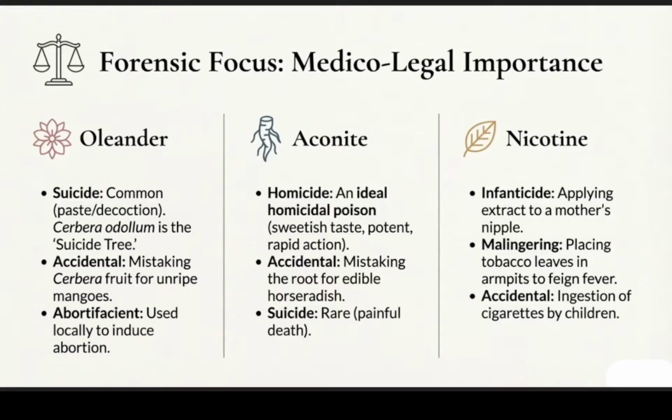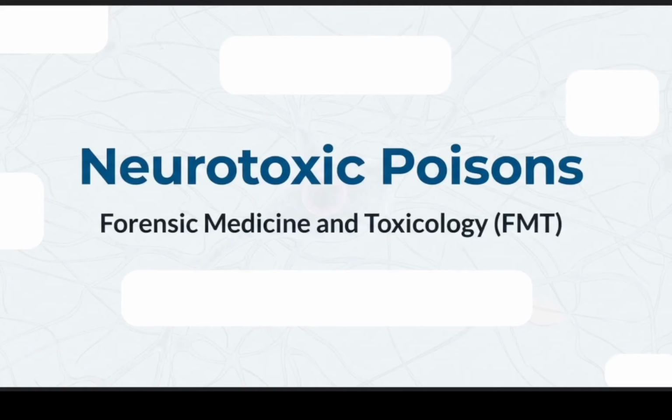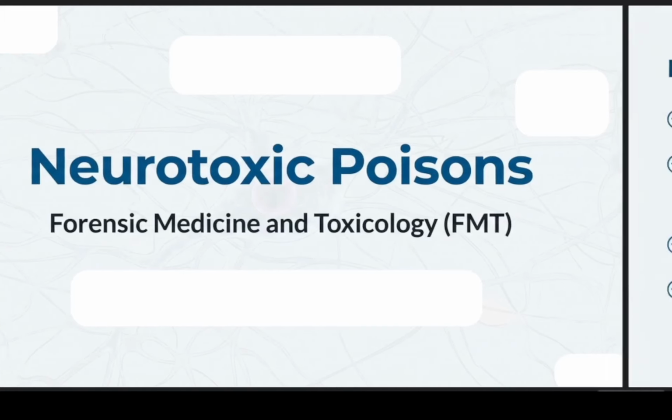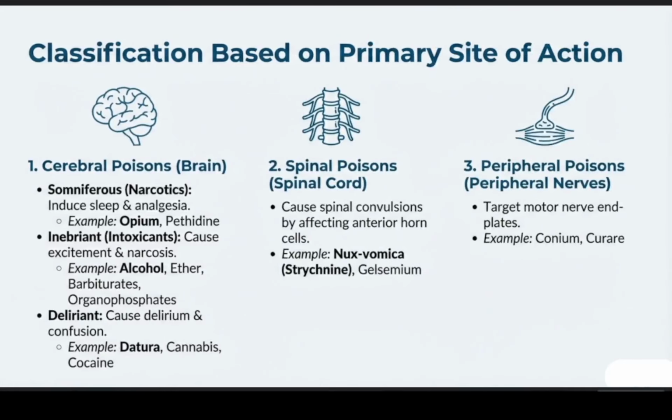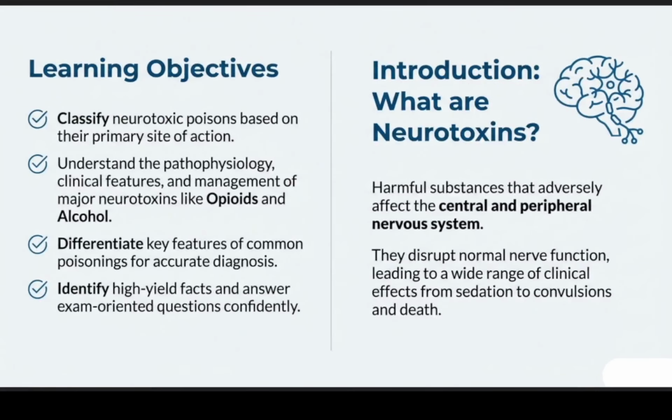So this is what we have about the cardiac poisons. Next, we're dealing with the neurotoxic poisons. What are neurotoxic poisons? The ones which are harmful and have an adverse effect on the central and peripheral nervous system. They disrupt normal nerve function, and because of that they lead to a wide range of clinical effects, from sedation to convulsions and death.